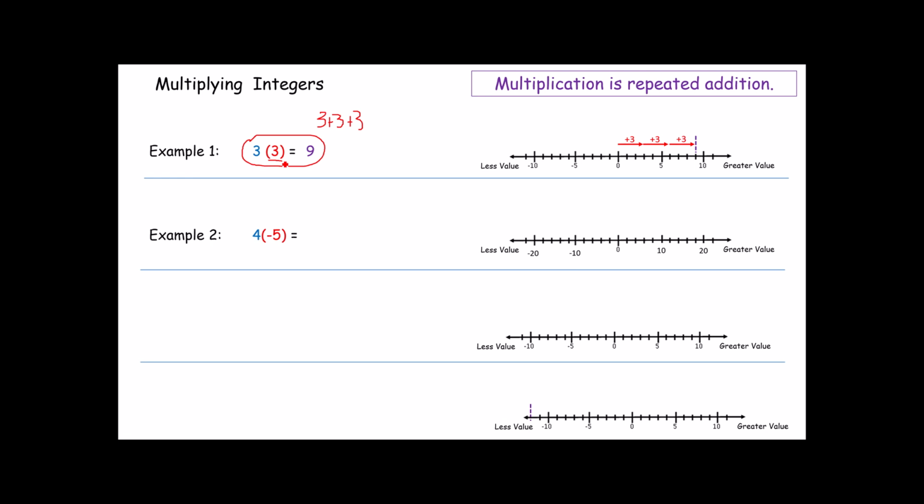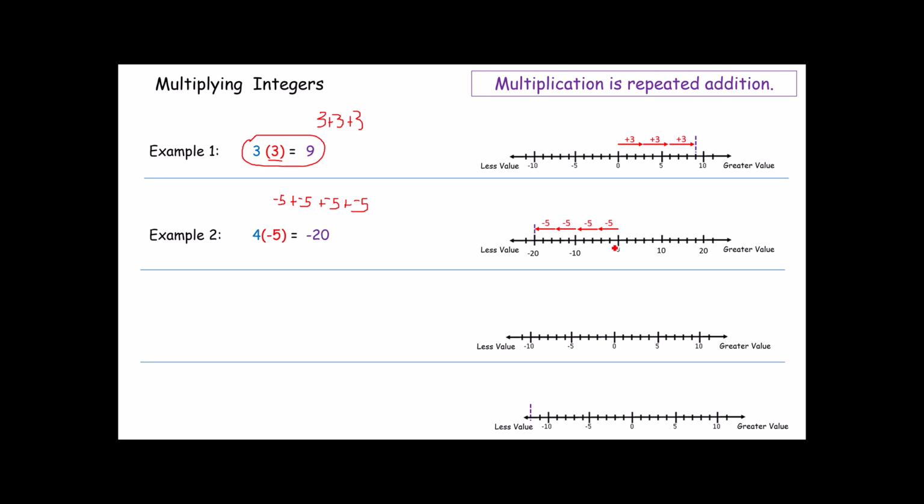How about 4 times negative 5? Remember, multiplication is repeated addition. So 4 times negative 5 could be thought of as 4 negative 5's being added together. And this takes a long time to write with a mouse, so please be patient with me. There you go. And if I wanted to show it on a number line, it would look like this. Negative 5, negative 5, negative 5, and negative 5, which puts me at negative 20.